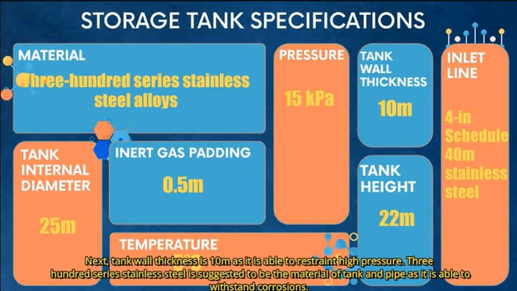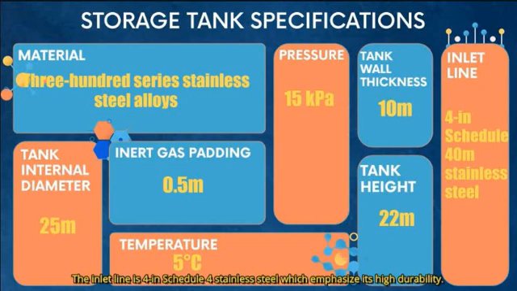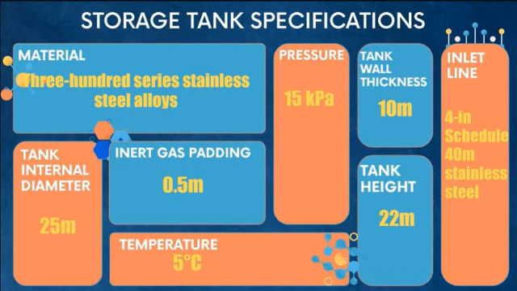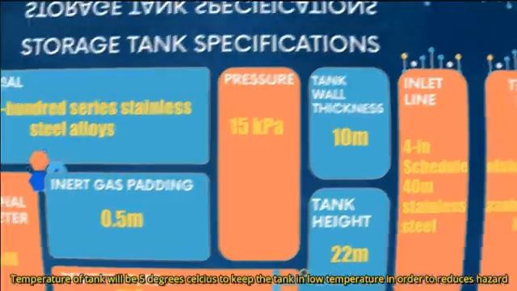300 series stainless steel is suggested to be the material of tank and pipe as it is able to withstand corrosions. The inlet line is 4-inch Schedule 4 stainless steel, which emphasizes its high durability. The value of inert gas padding will be 0.5 meter and pressure of tank is 15 kPa. Temperature of tank will be 5 degrees Celsius to keep the tank in low temperatures in order to reduce hazard.